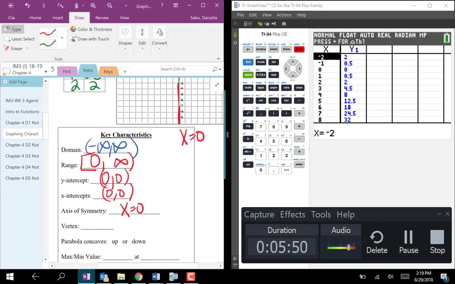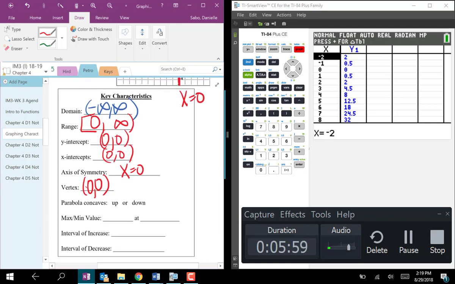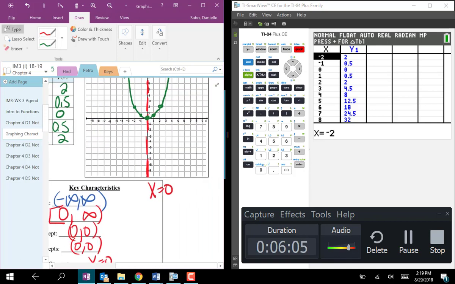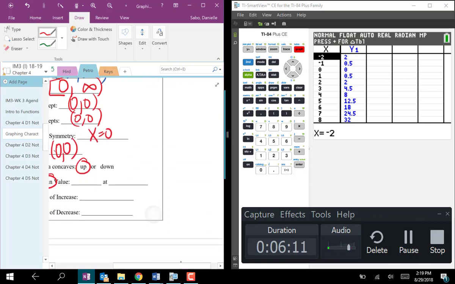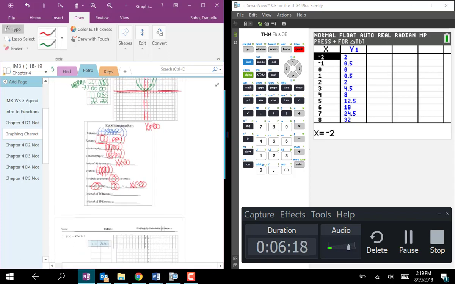Well, we know what our vertex is. It's 0, 0. I feel like this is one of those easier problems. Okay, is it concave up or down? Up. Is it a min or a max? Min. Very good. That means that there's no point lower than something. And what point is the lowest it goes? 0. Yeah, very good. And it's at x equals 0. That's really just your vertex.